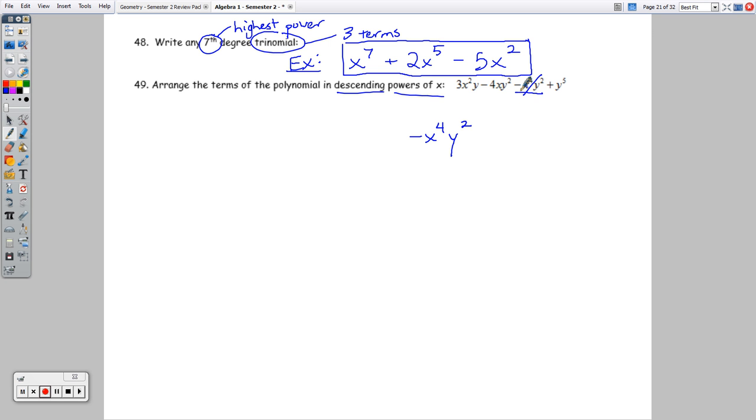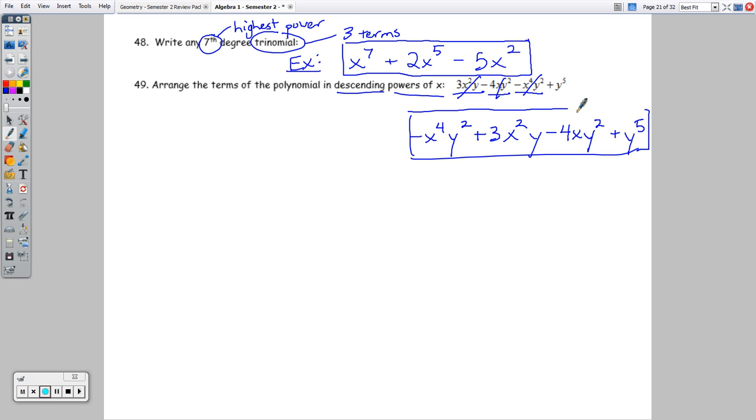And then look for the next highest power of x. That's this one right here. So we'd have, that's positive, 3x squared y. That one's dealt with. And then the next highest power of x is right here. I know this is a 5th power, but that's of y. There's no x's there, so this one would be next. 4xy squared, and then plus y to the fifth. That would be written in descending powers of x.